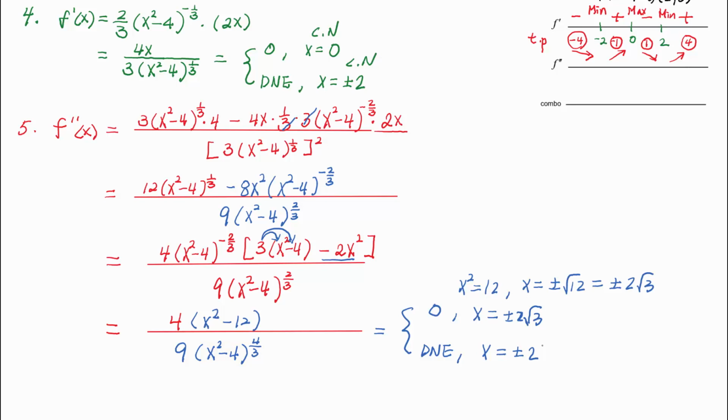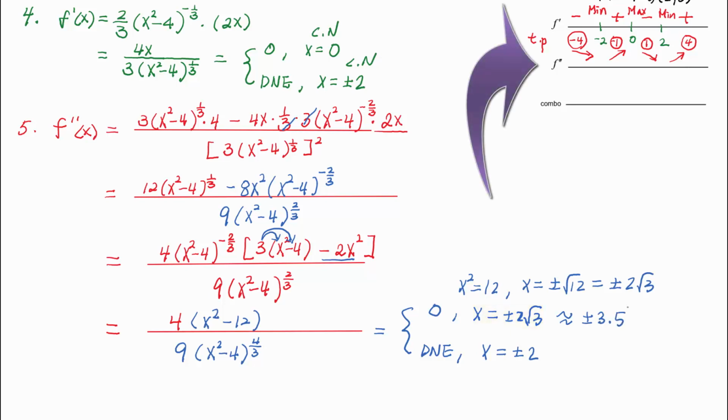Remember, our original function was defined on all real numbers. Therefore, these two are also possible inflection points. And these possible inflection points are really the inflection points if f double prime changes sign before and after these possible inflection points. So let's locate these numbers now. By the way, x equals plus or minus 2 radical 3 is about plus or minus 3.5.